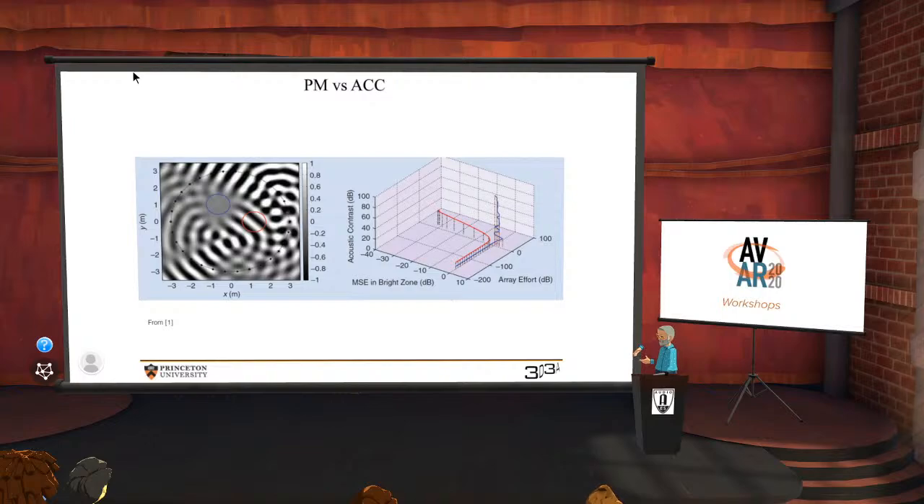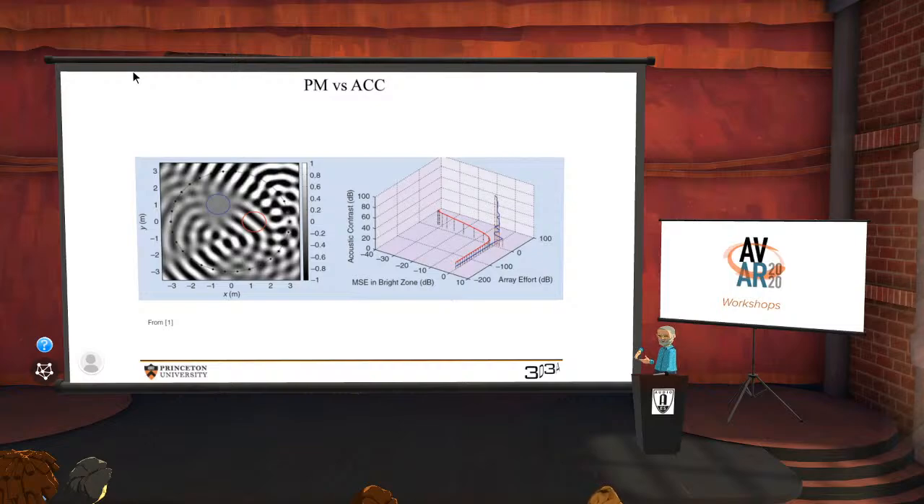So on the X-axis, MSE in bright zone stands for the mean square error, which is how badly we have matched the desired pressure. The lower that number, the more negative, the lower the error and the better the matching. On the Y-axis, it says array effort. That's how hard your speakers are working.